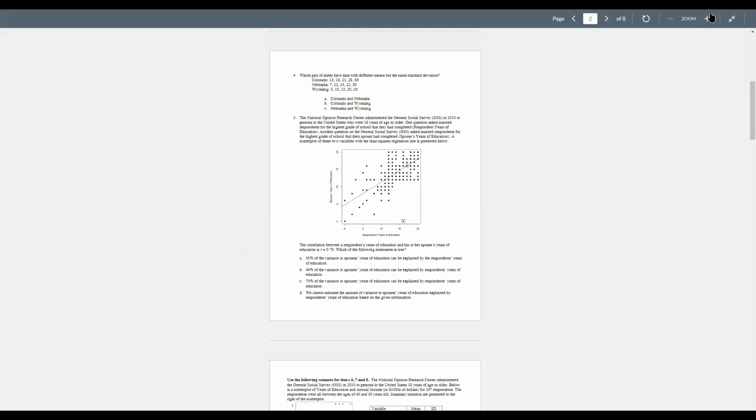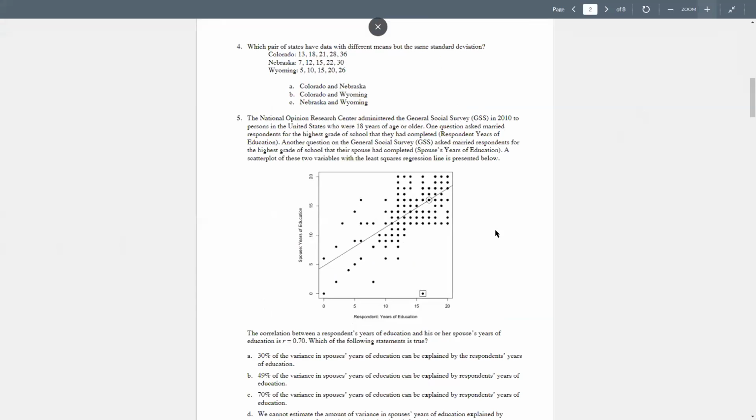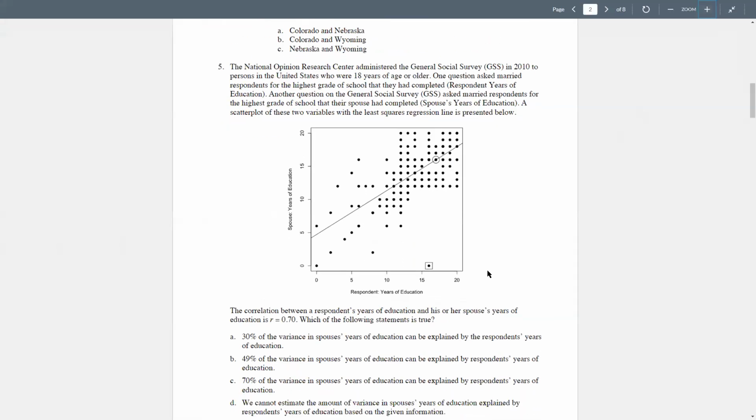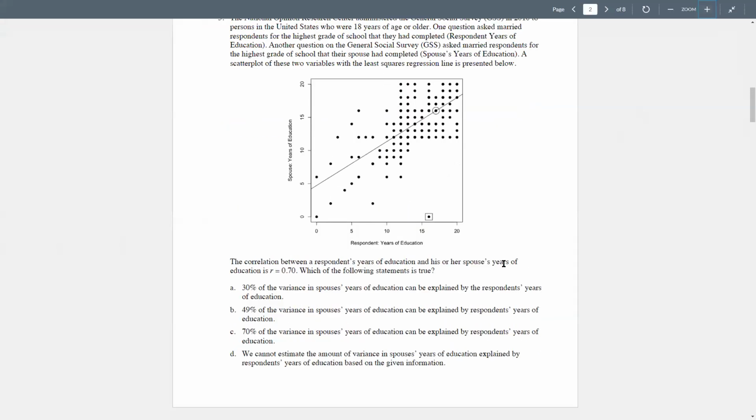And now the next problem that we look at is this one right here. If you see something like this, the first thing you say is, oh my God, this is annoying. Some people get crazy about it. They say the correlation is 70%, I mean 0.70. You want to know what statement is correct.